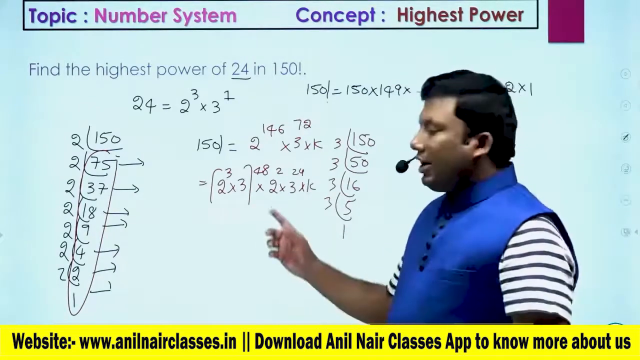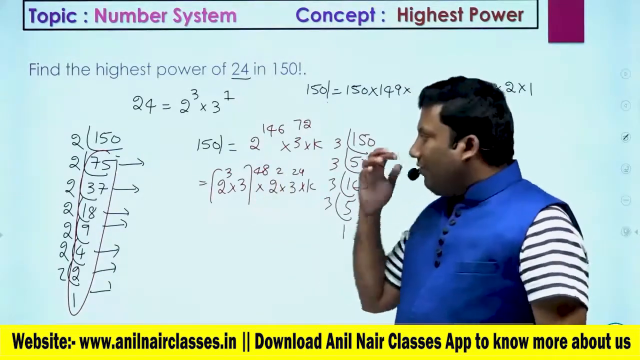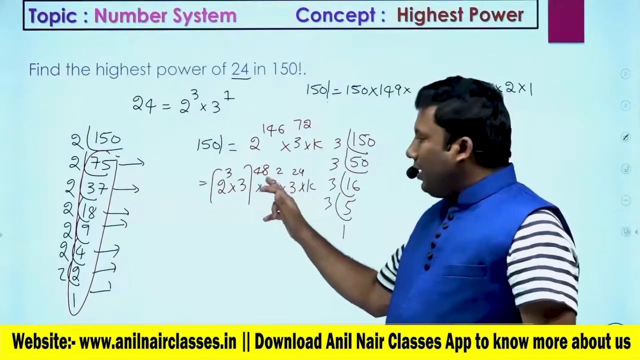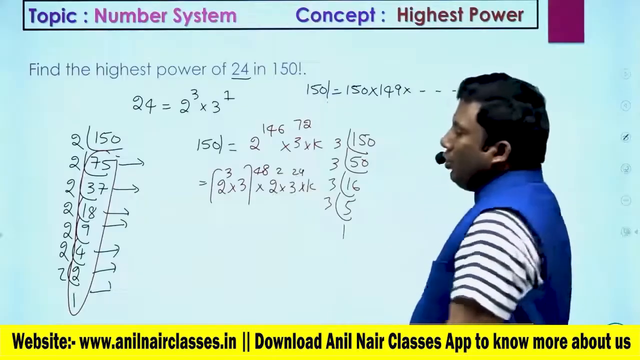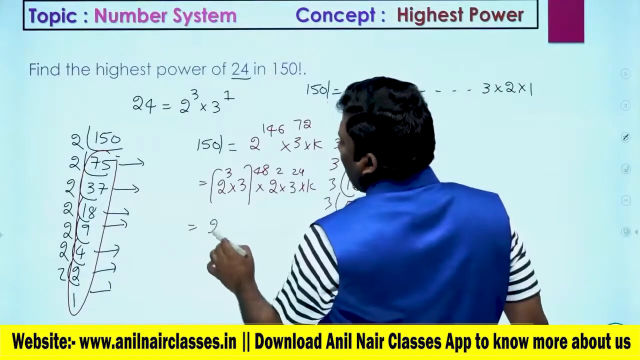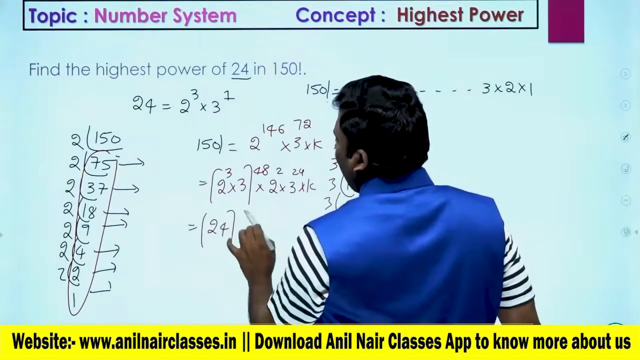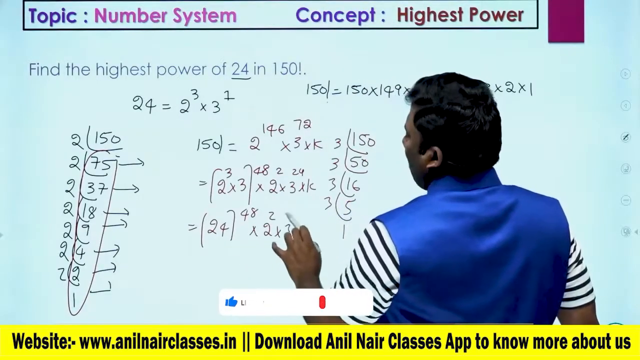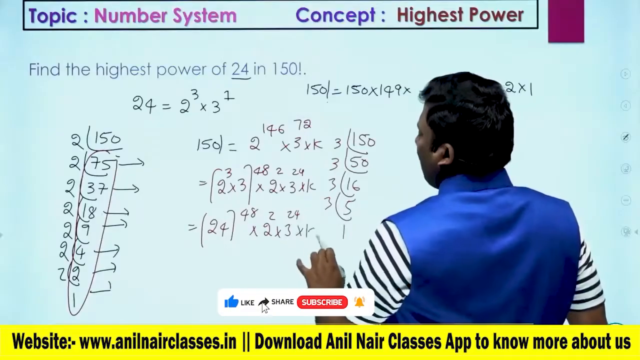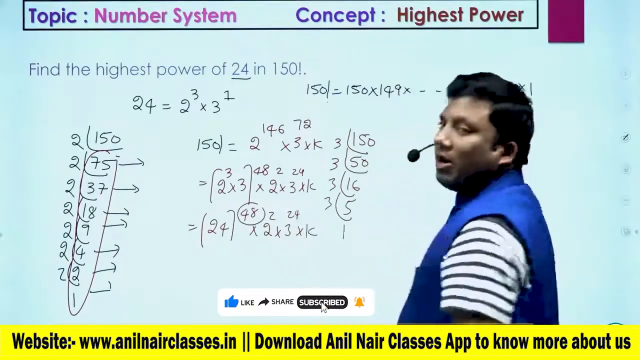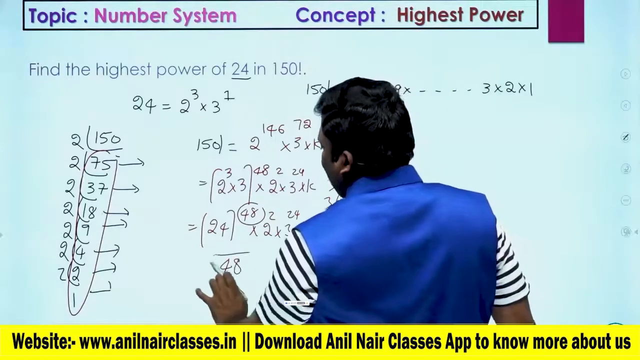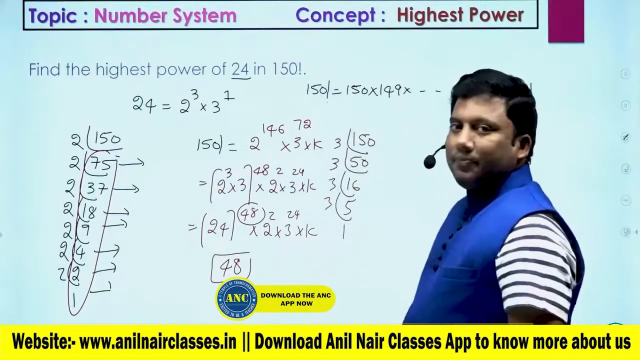I hope it is clear to you why I wrote it as power 48. 48 3s are 144, remaining 2 square, 3 power 48. 2 cube into 3 is 24, so 24 power 48 into 2 square into 3 power 24 into some other prime bases. Highest power of 24 in 150 factorial is given as 48.